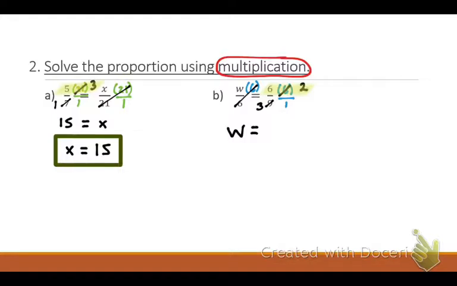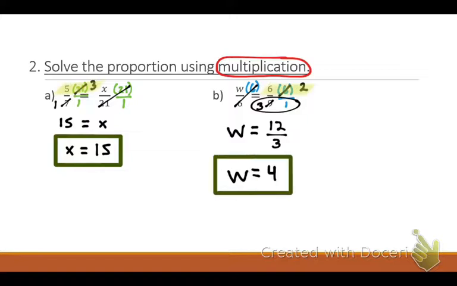Once again, let's focus just on the numerators. Girls, what's 6 times 2? 12. Boys, on the bottom, what is 3 times 1? 3. All right, can I simplify 12 over 3 at all? Yes. What would it equal? 4 is correct. All right, so W equals 4.